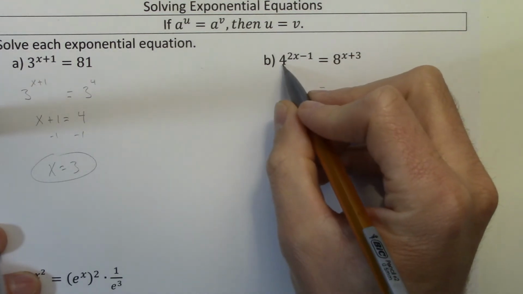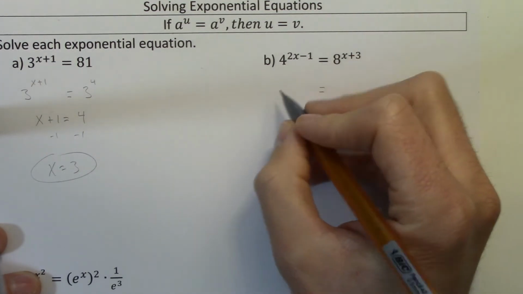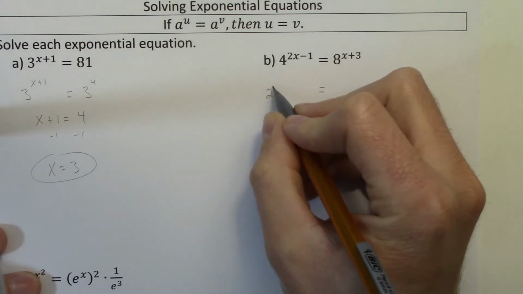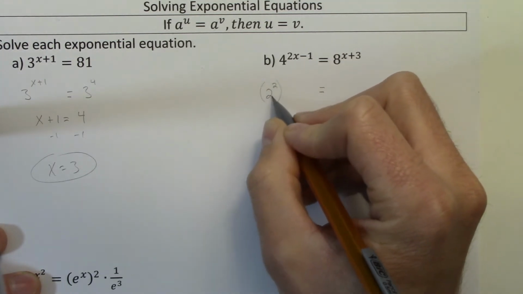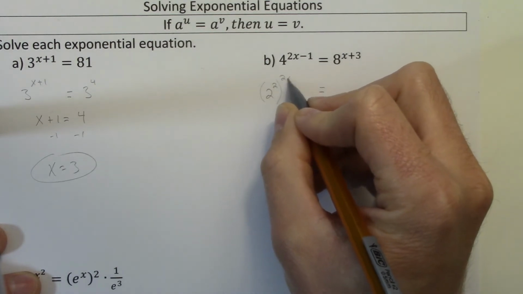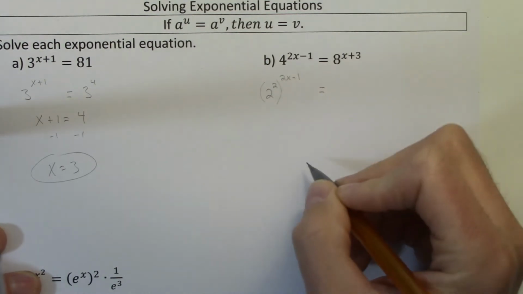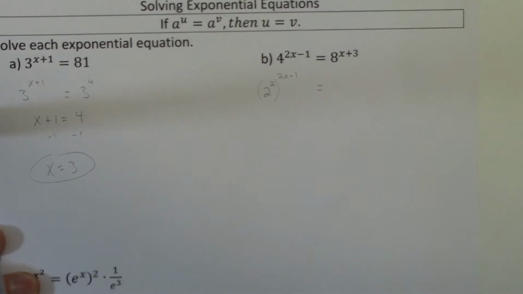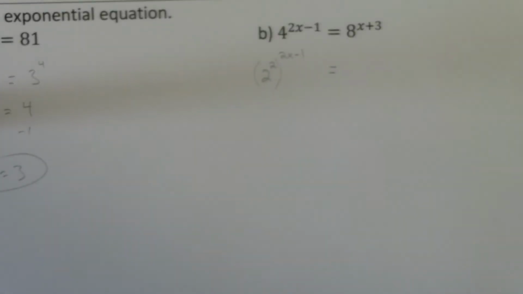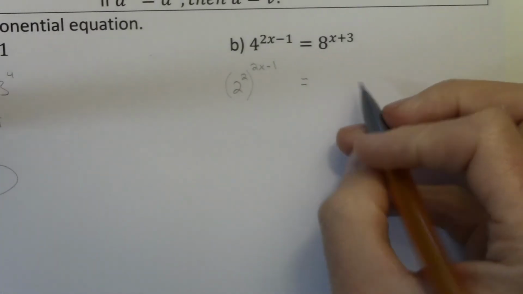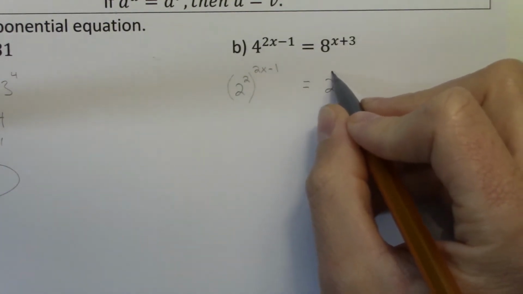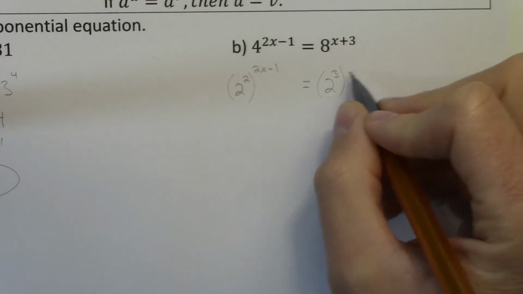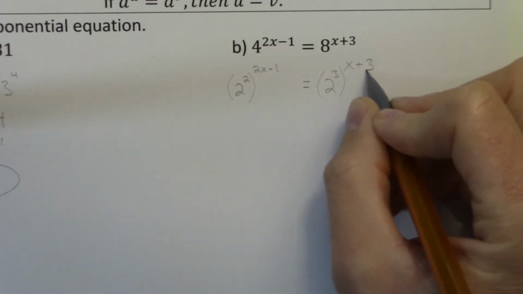I do know that I can rewrite 4 as 2 squared, so I'm going to do that. That whole thing is 4, and it has the exponent of 2x minus 1. We'll deal with that in a sec, so be careful when you're solving it in that way. Then this one, we're going to rewrite as a power of 2. That's actually 2 to the third power, and it has an exponent of x plus 3.